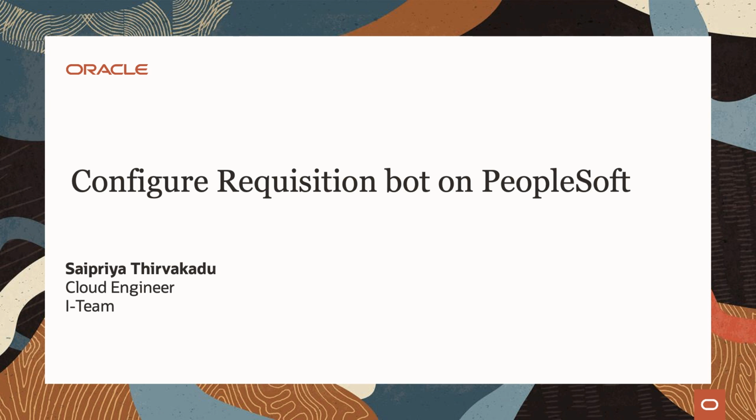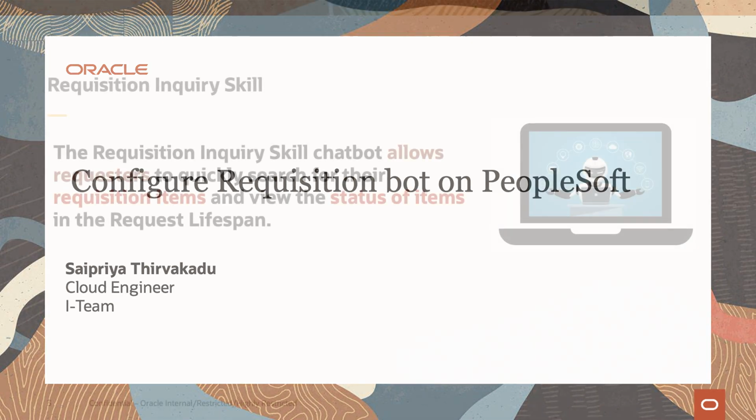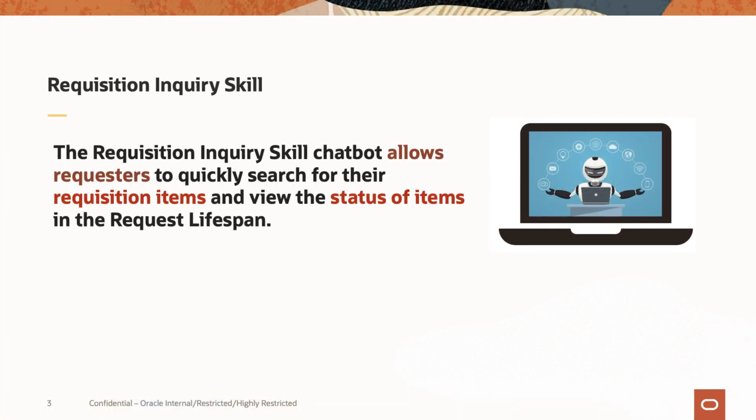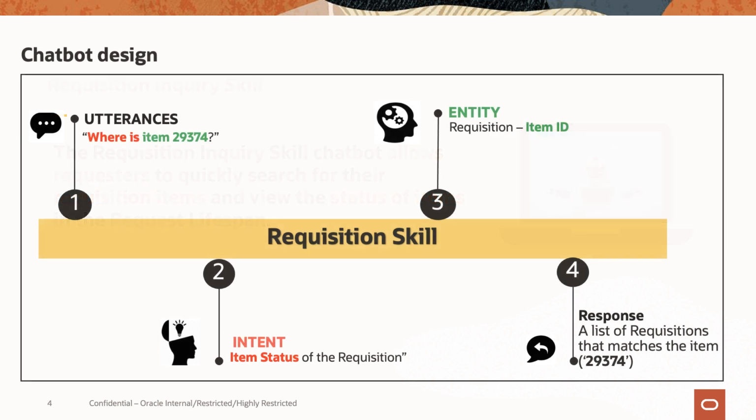Today, I'm going to walk you through the steps to configure the requisition bot on the PeopleSoft. The Requisition Inquiry skill allows the requester to quickly search for the requisition items and view the status of the items in the requested lifespan. It saves a ton of time and effort for searching the requisition. Now let's go through its design.